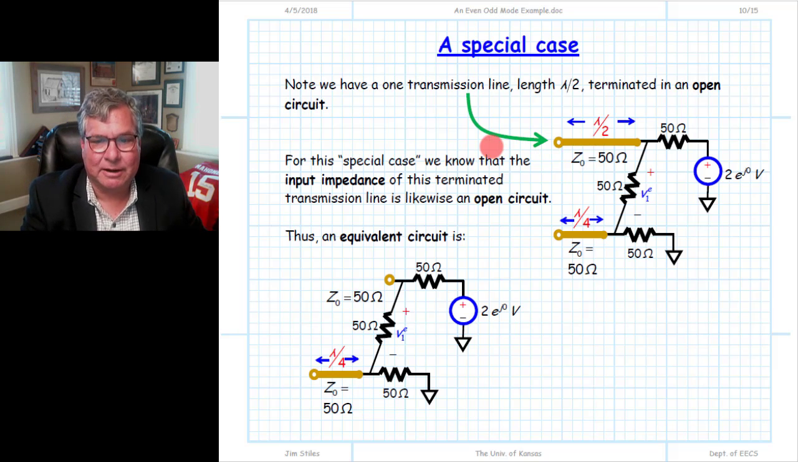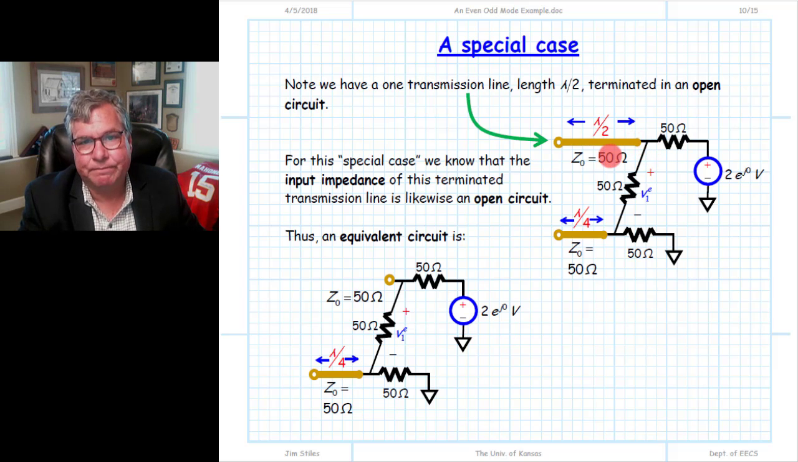Of course, the open circuit at the end doesn't mean that the input impedance is going to be an open circuit necessarily. Usually it is not. We have to take this load impedance and determine what that input impedance would be. We want to replace this whole structure with its equivalent circuit, and to do that we need to find the input impedance of this transmission line. Fortunately, in our case, our transmission line is lambda over 2. That's one of our special cases.